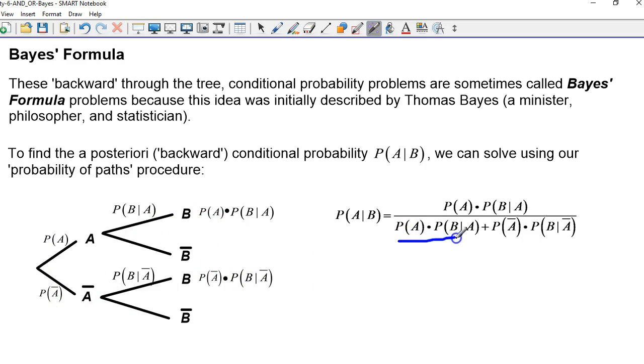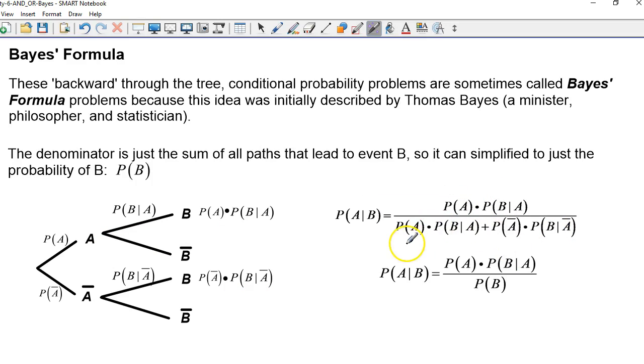Okay, so if we were to do our conditional probability, the total probability of the paths would be the probability of A times the probability of B given A, that's this path, plus the probability of A not happening times the probability of B happening given A doesn't happen. And then on the top it would be which paths went through A, which would be only the top path. So the top path over both paths, right?